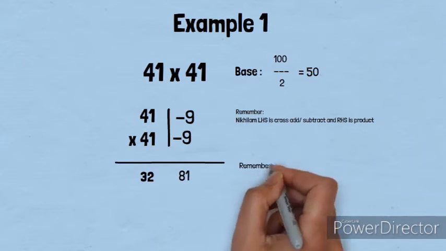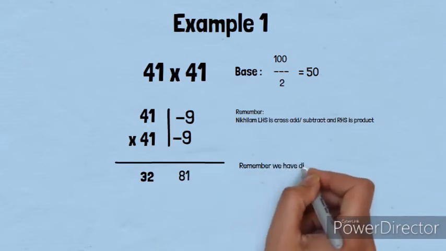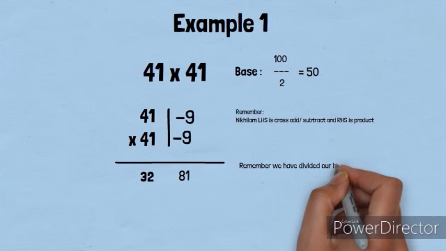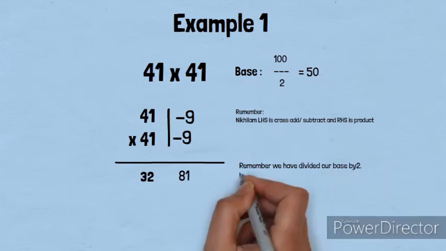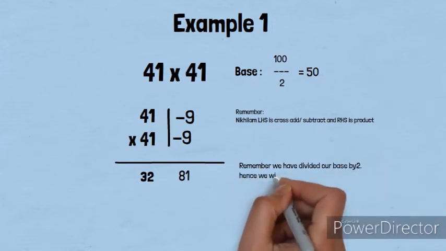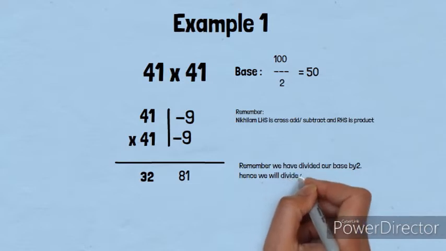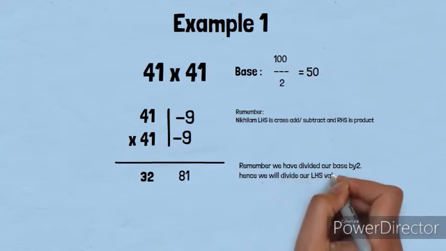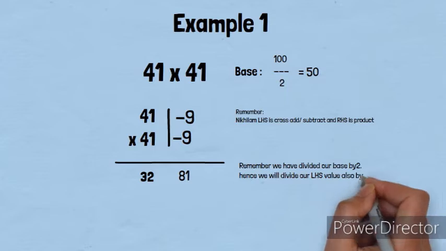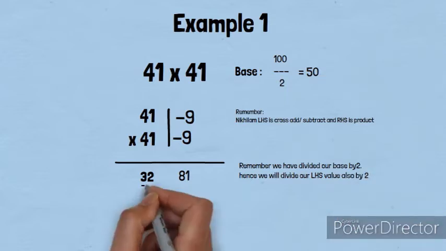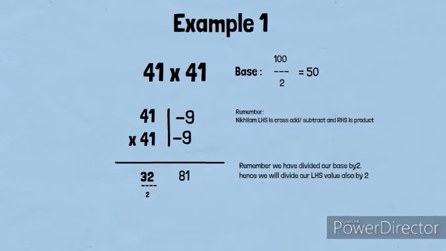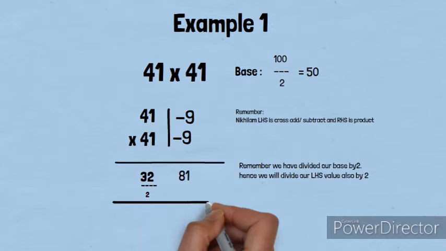That gives us 81. But since we have divided our base by 2, we have to divide the LHS by 2. So that's 32 divided by 2. 32 divided by 2 is 16. And now we bring down 81. Our total answer is 1,681.